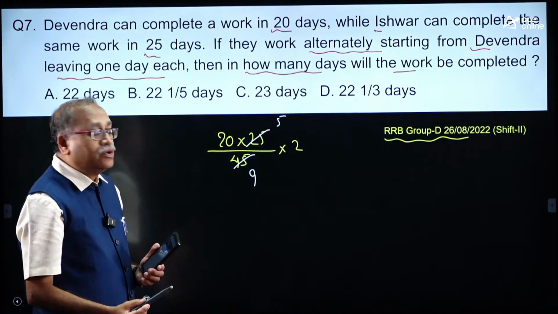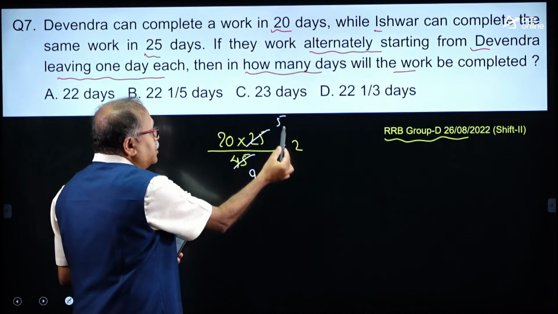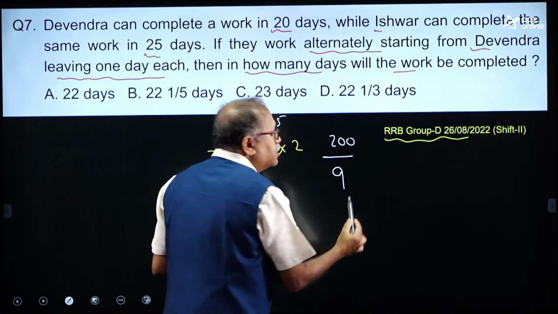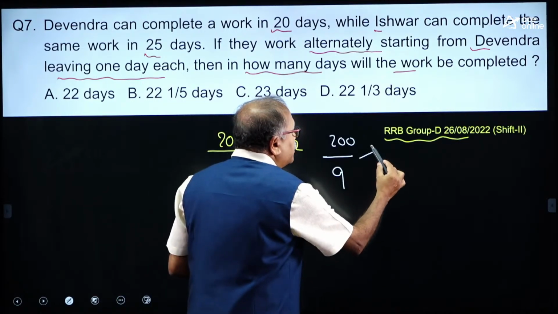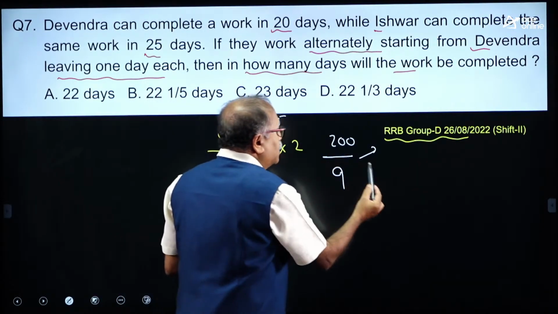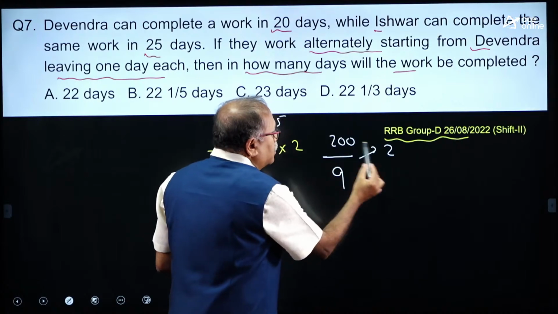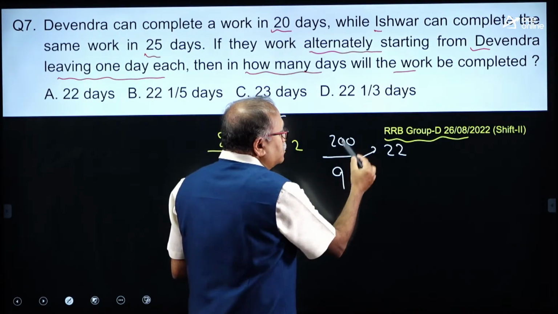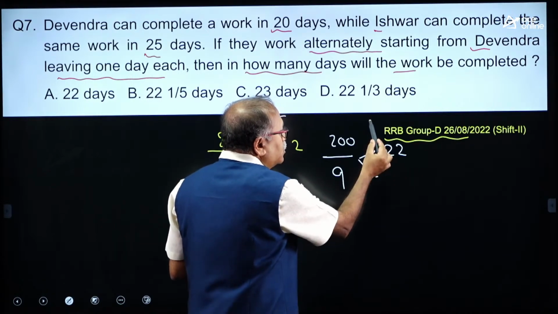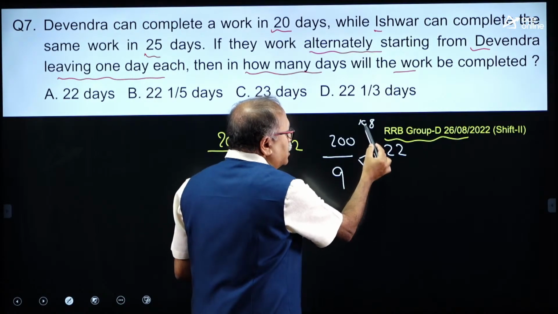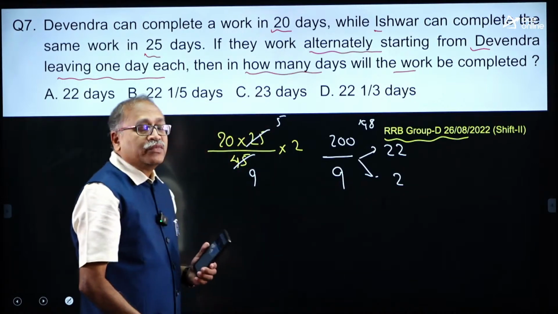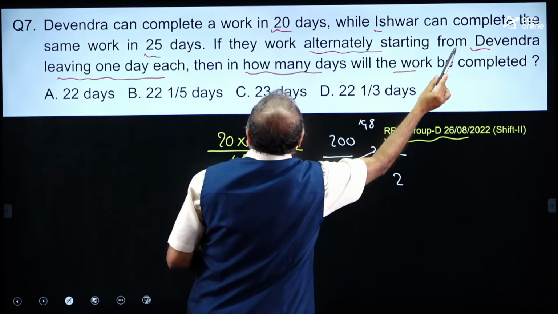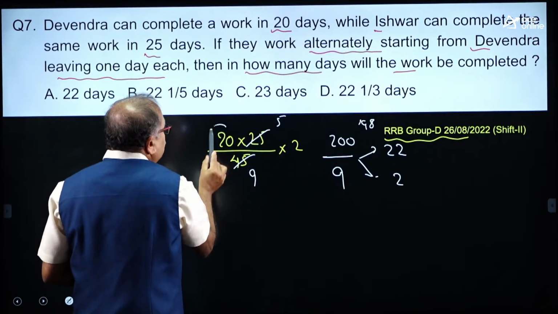So, this is what it comes to, that is 200 by 9 over here. Now, you must be getting here 9 2s are 18 and again 9 2s are 18. That means 2 units are left. And who will do that? Who started the work? Starting from D, and D is the first person, this one.